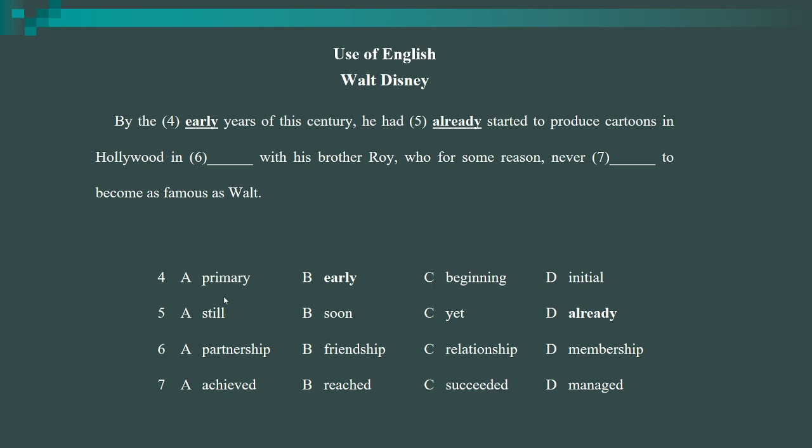So the correct answer here will be in partnership with his brother Roy. Who for some reason never, and we have, achieved, reached, succeeded, and managed. So all of them are verbs. But let's have a look at them.